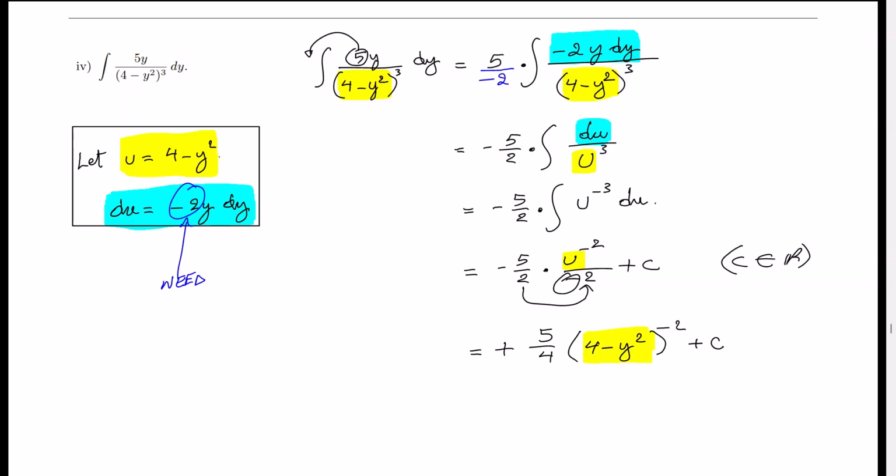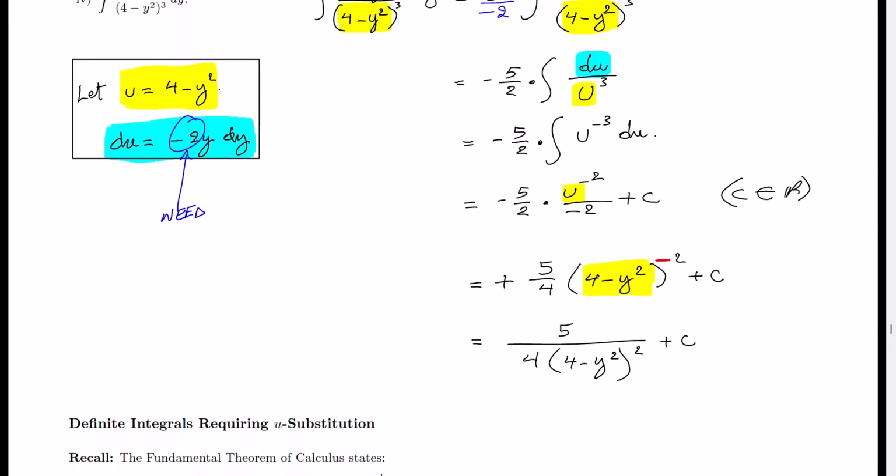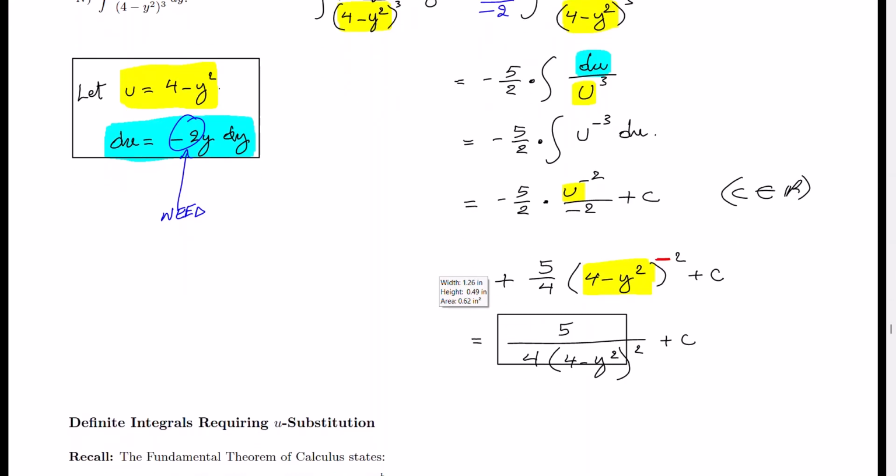Now, we can do a little bit more cleanup to make it look as good as possible. I'll just write 5 all divided by 4 times 4 minus y squared with the power of 2. So I'm just going to bring this whole quantity down to the denominator and swap the exponent from a negative exponent to be a positive exponent. And in that case, I don't have to write down the plus sign. This makes it look as good as possible, and so I'm going to go ahead and call it a day. That's the end of that problem.